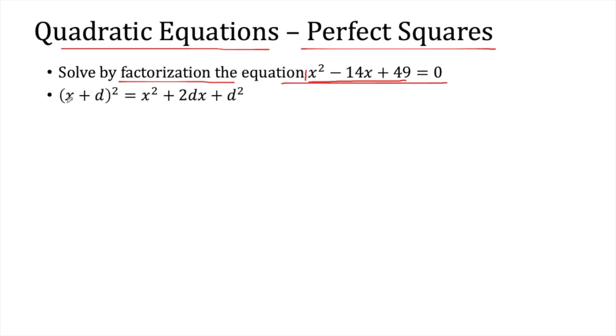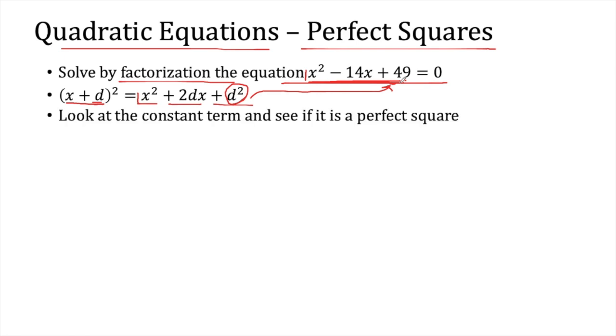If you have x plus some constant d the whole squared, and you expand this binomial, you would get x squared plus 2dx plus d squared. And you'll see that here the coefficient of x squared is 1, and this constant term that was there in the binomial is now being squared as the last term of this binomial expansion. And if you want to represent our equation as a perfect square, it means that d squared must be equal to 49, and that means that 49 must be a perfect square.